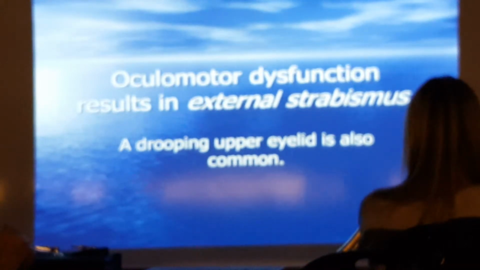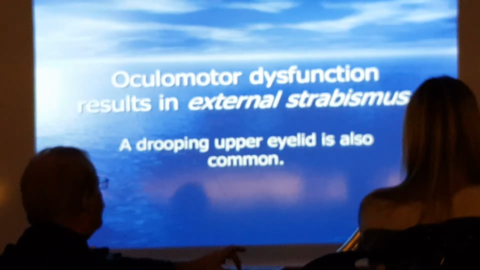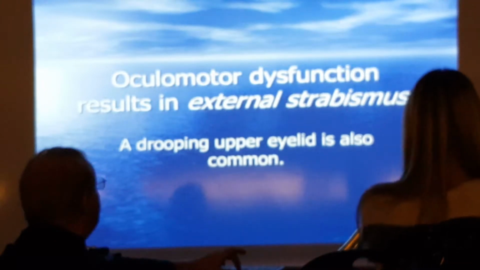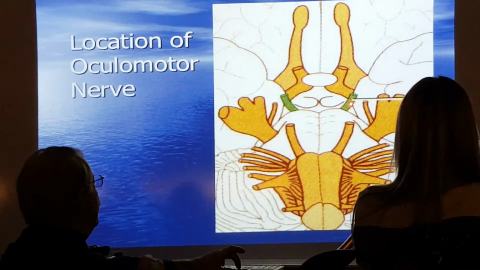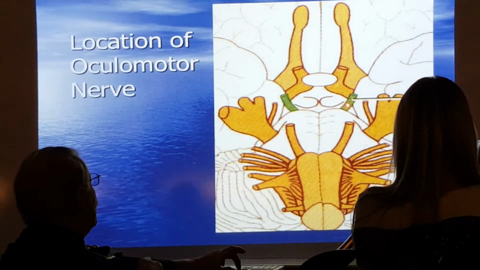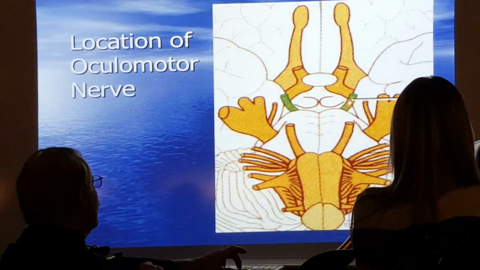So, a drooping upper eyelid would also be evidence, because remember, the oculomotor nerve controls the upper eyelid. So this is a pretty important nerve. Okay, and there it is. I had to really hunt for this nerve on our model over there. In fact, one of my students finally dug it up. I'd sort of given up on it. I thought they made a mistake. You won't believe where this is.